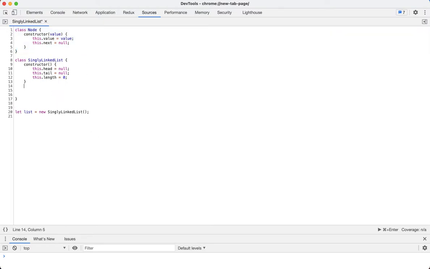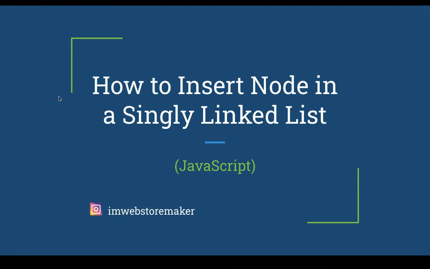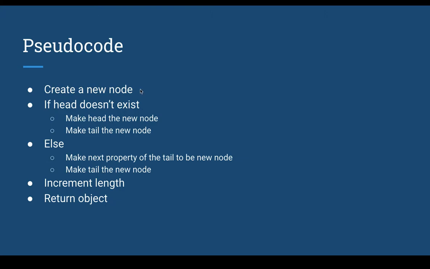So what I want to do is start off with our first method of this class, and we're going to call it push. This will push a new value into our singly linked list. So we will start off with a value as an argument. Here we've got our pseudocode. To start off, we're going to create a new node.